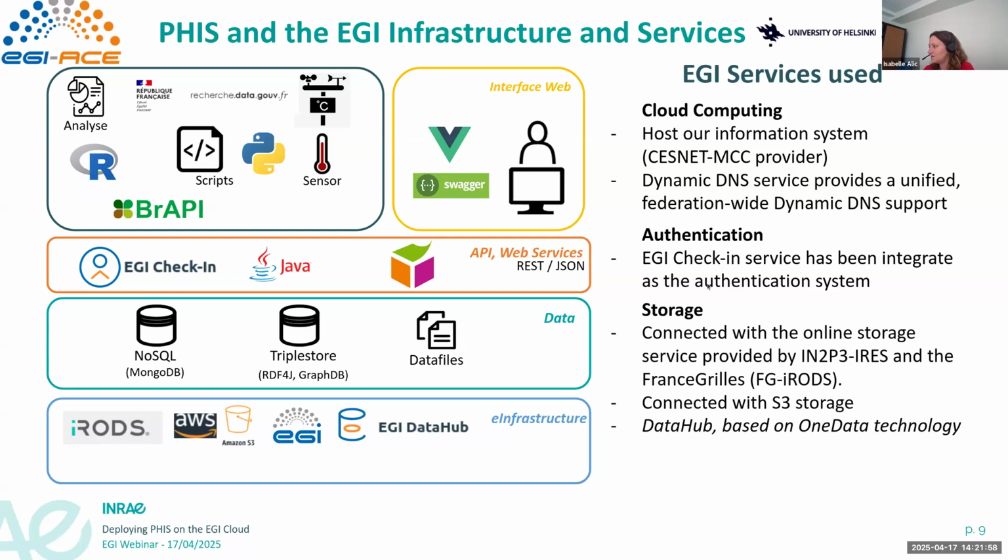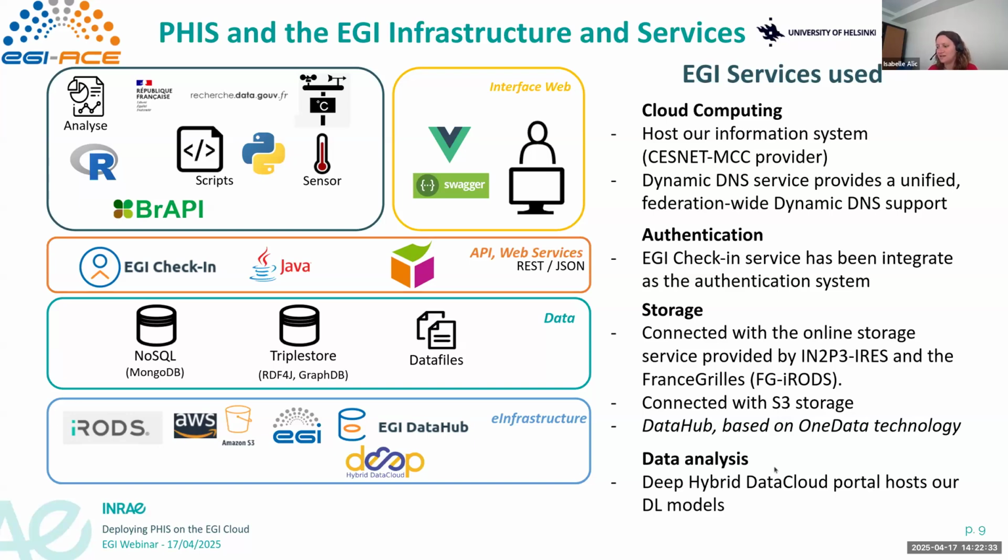Then we also deployed storage. So I talked to you about the data file storage. We use iRODS that is provided by France Grilles, and that is an EGI node. In the context of the University of Helsinki, we also connected to S3 storage. And we are working on making a connection to OneData, and so to the EGI DataHub. And we also deployed some DEEP Hybrid DataCloud portal to host the deep learning model.